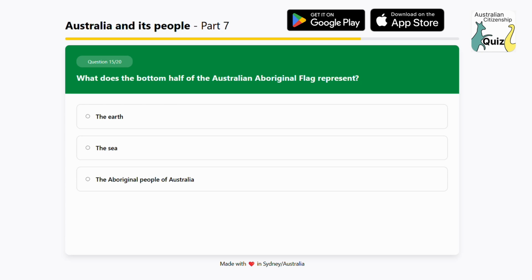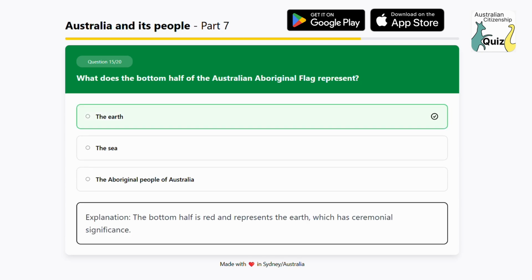What does the bottom half of the Australian Aboriginal flag represent? Option 1, the Earth. Option 2, the sea. Option 3, the Aboriginal people of Australia. The answer is the Earth. Explanation: the bottom half is red and represents the Earth, which has ceremonial significance.